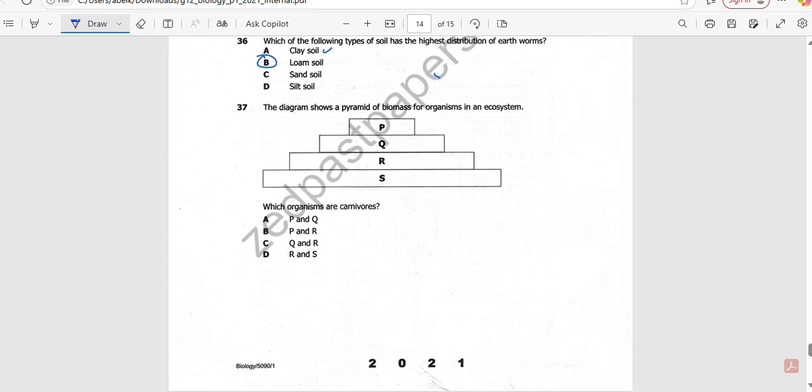The diagram shows a pyramid of biomass for organisms in an ecosystem. So which organisms are carnivorous? Which organisms are carnivorous? So biomass, carnivorous, are found where? So look at the P and Q. The answer is A there.